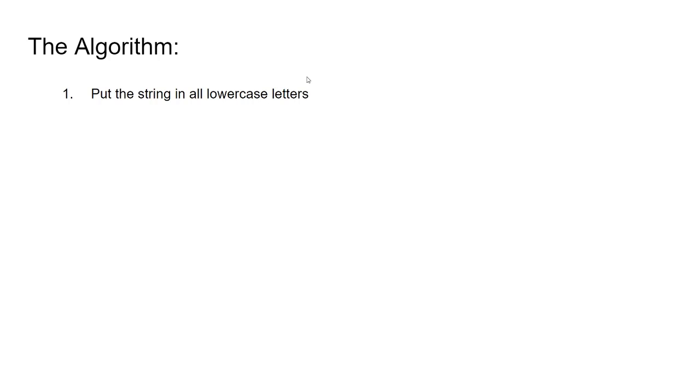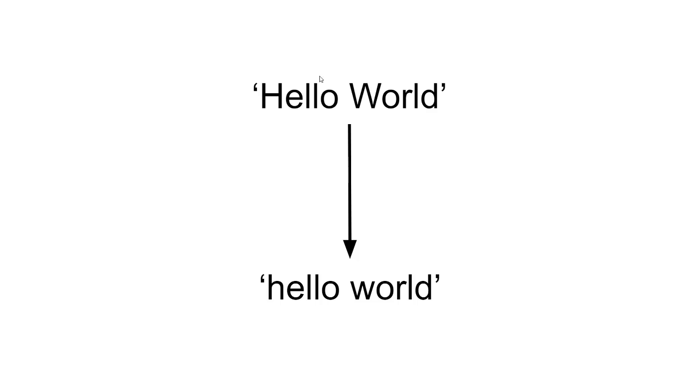So the first step of our algorithm is to put the string in all lowercase letters. So this input string, let's just say hello world, which the two letters are uppercase, H and W. The first step of our algorithm turns it into this string, where there's no uppercase letters.